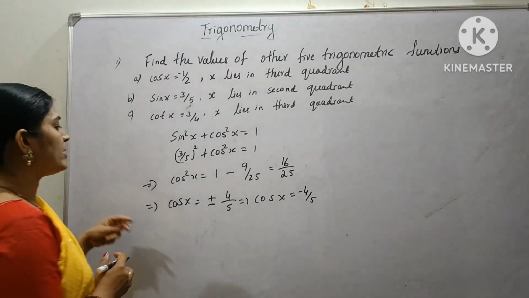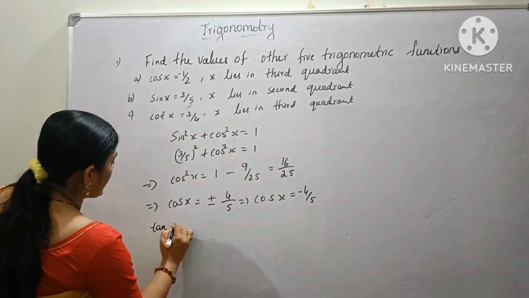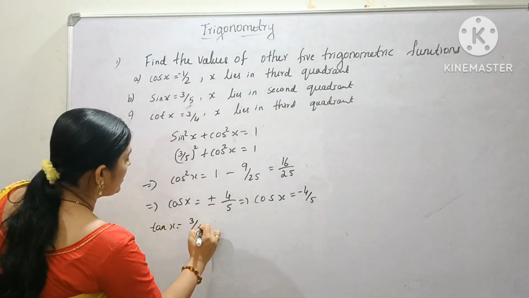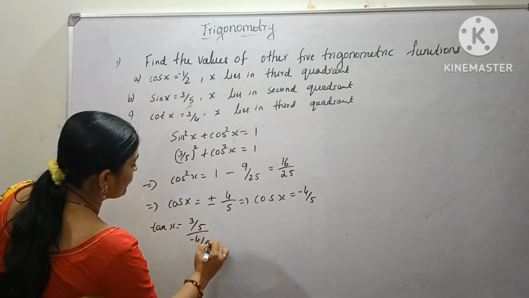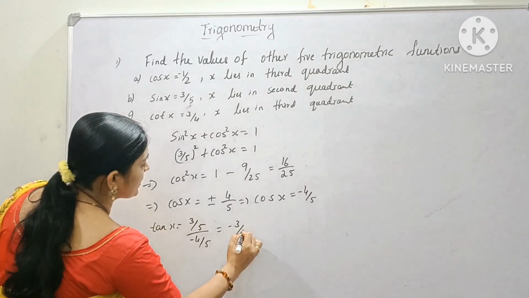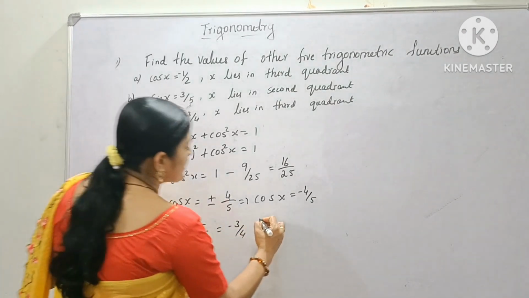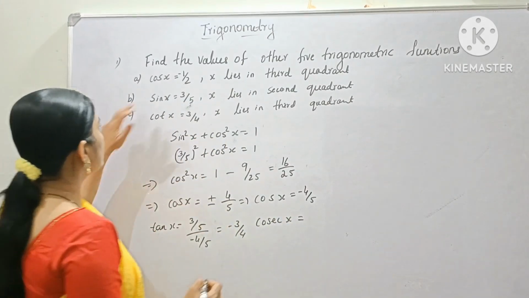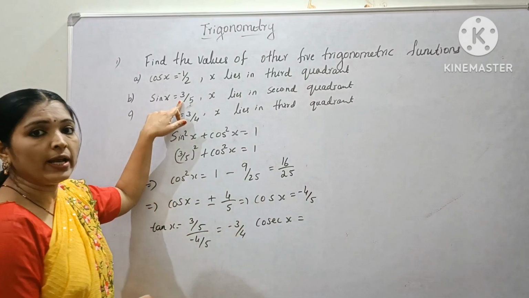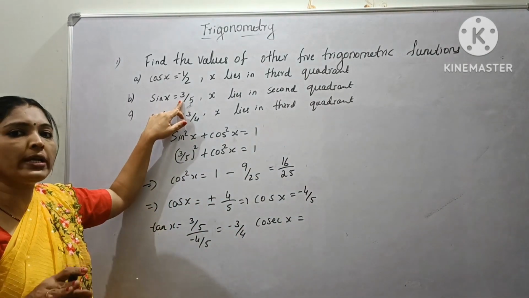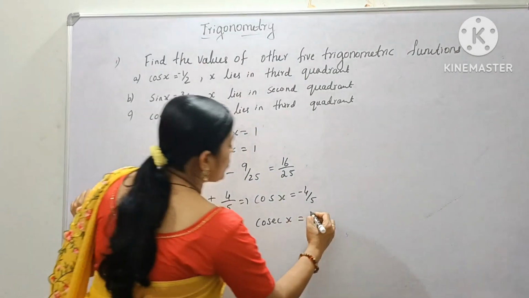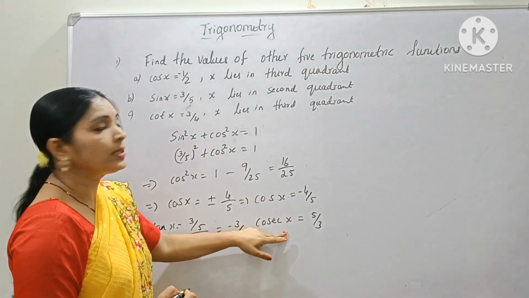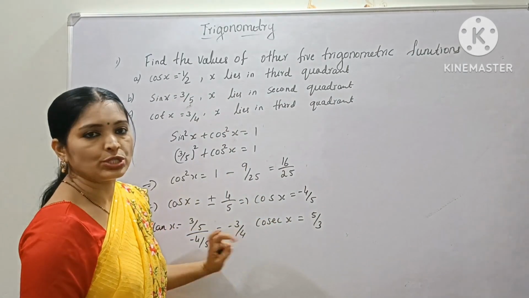Okay, next we can find the tan. So tan x is equal to sine by cos. What is sine x? 3 by 5 divided by minus 4 by 5. 5 cancelled, so minus 3 by 4. Next is cosec x. Cosec x is nothing but 1 by sine x, that is its reciprocal. Okay, 3 by 5 its reciprocal is 5 by 3. Okay, so cosec x is 5 by 3. Okay, in second quadrant it is positive, so it will become positive.